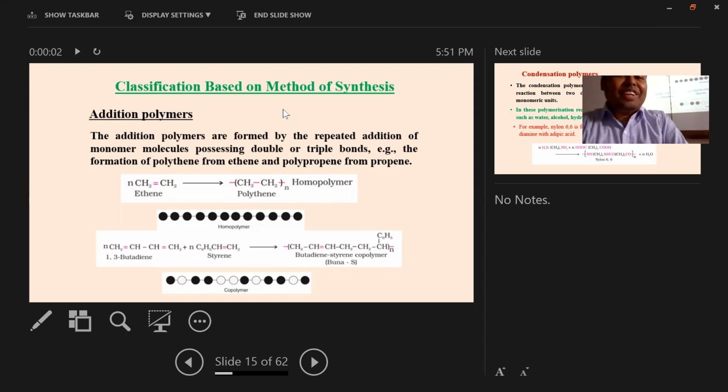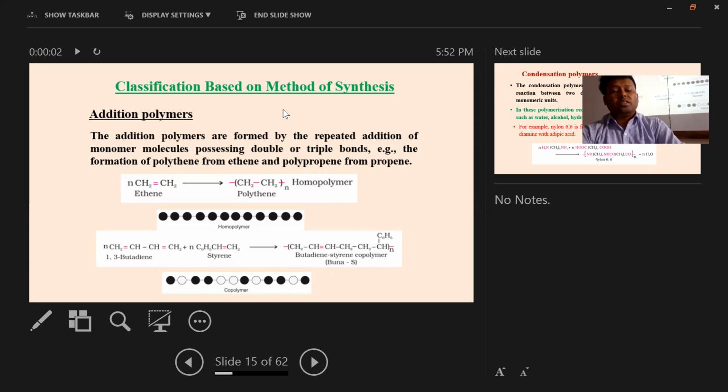Okay. Classification based on methods of synthesis. The previous classification was based on the source, where we can get the polymer. If we can get the polymer in nature, then we can call it natural polymer. And if we can synthesize it in the laboratory, then we can call it synthetic rubber or synthetic polymer. But if you can synthesize the polymers in a different way, that means definitely in the laboratory, what we consider for synthetic polymers. Addition polymer, that means if you have some polymer that can be prepared by the addition reactions.